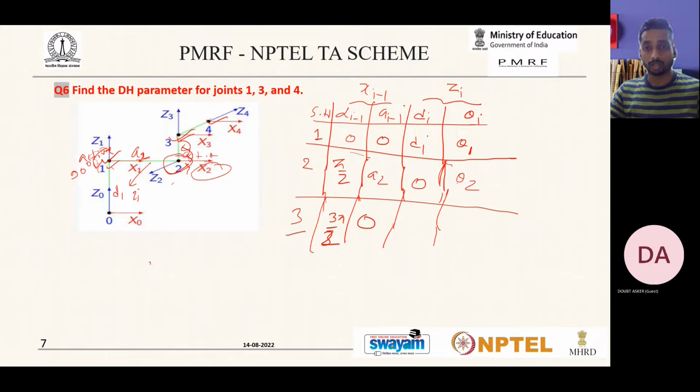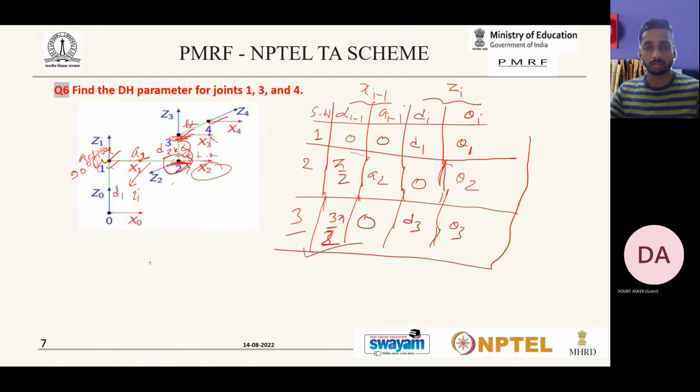Sorry, and here we are talking about 3. So the distance between X2 and X3 along Z3, along Z3, we have a distance, this one, which is represented by green here. So suppose this is D3, so we can write it here as D3. And if this is again a rotation joint, we'll have an angle here as theta 3. So these are the three parameters.